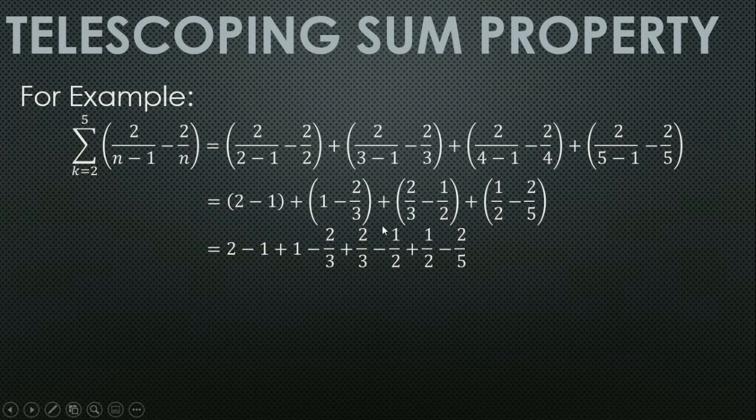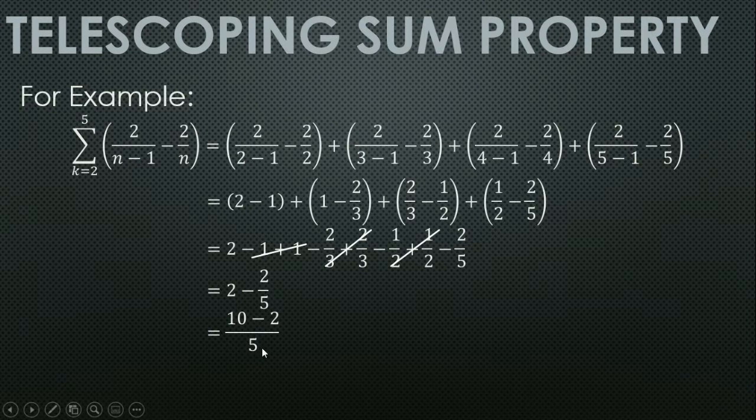parentheses, may mga maka-cancel out yung mga nasa loob. Like this one, negative 1 plus 1 is 0, na-cancel out. Negative 2 thirds plus 2 thirds, na-cancel out na rin. Negative 1 half plus 1 half, na-cancel out na rin. So, ang naiwan ay yung first term at last term niya. So, 2 minus 2 over 5.